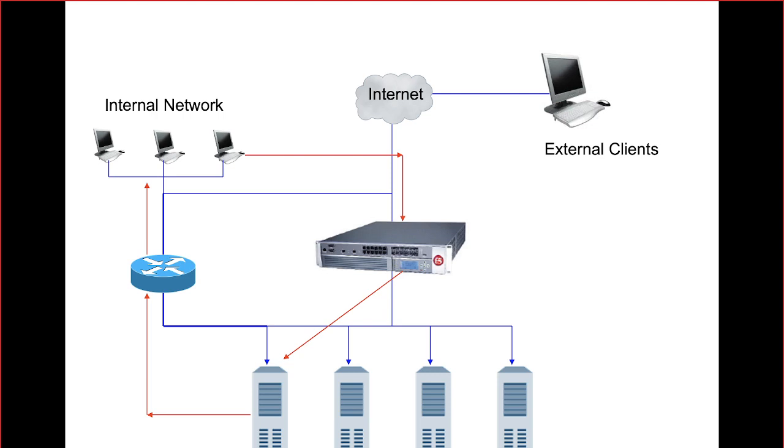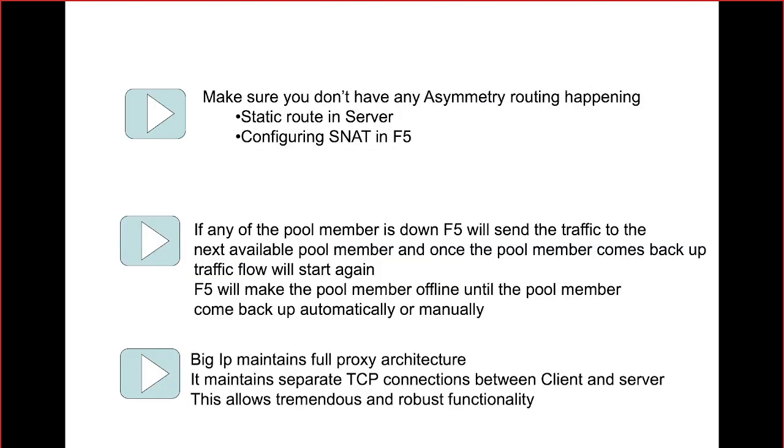Shall I go to the next slide? Okay. Make sure you don't have any asymmetric routing happening. This is a point we were trying to emphasize over there. Okay. Now static route in server, configuring SNAT in F5, I just showed you. If any of the pool members is down, F5 will send the traffic to the next available pool member, and once the pool member comes back, the traffic flow will start again. So we have seen 3 members, right? According to our setup, we have 3 members in our pool.